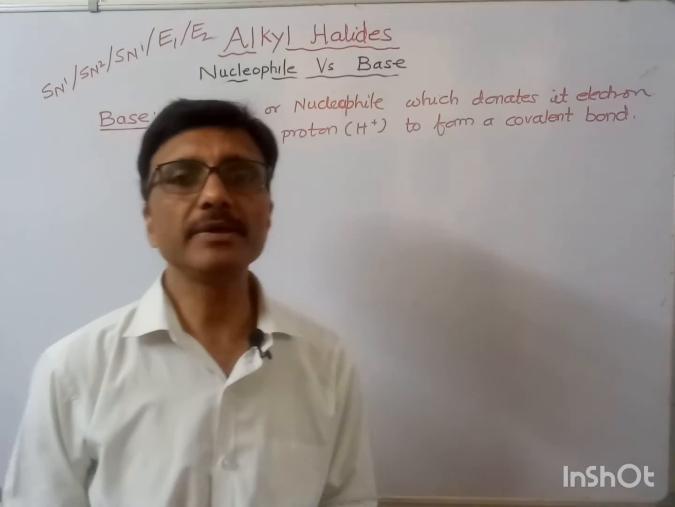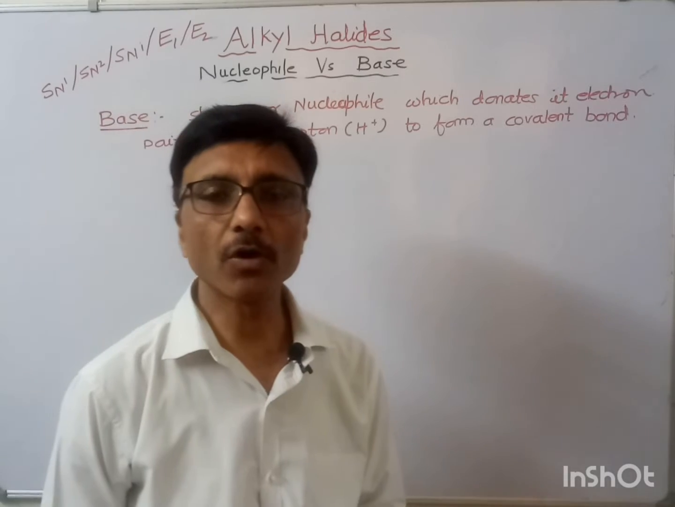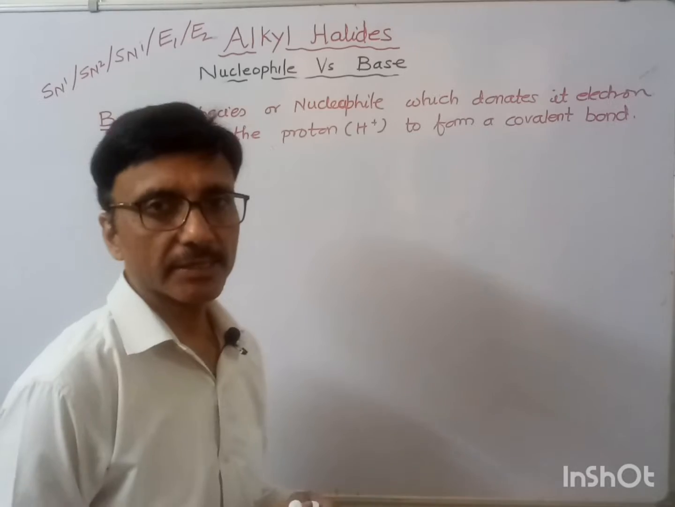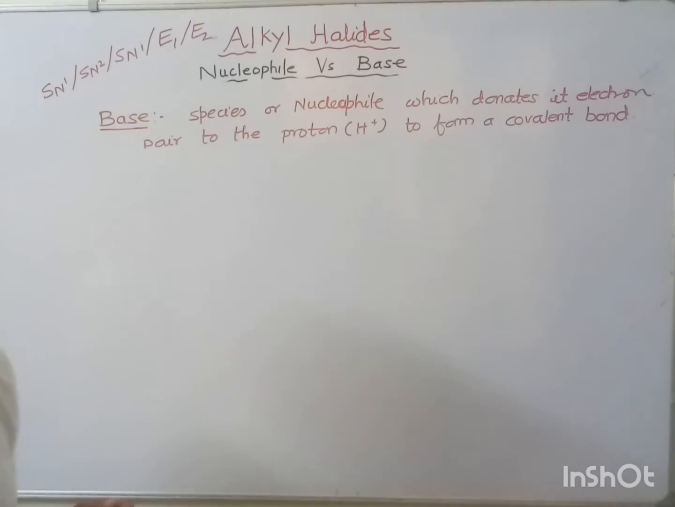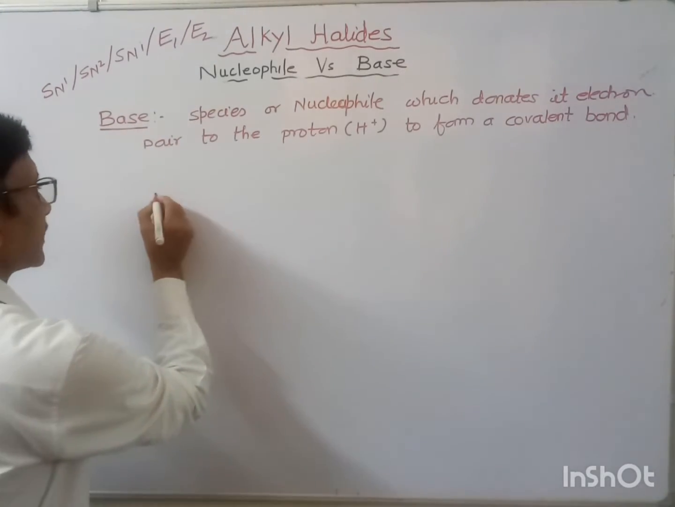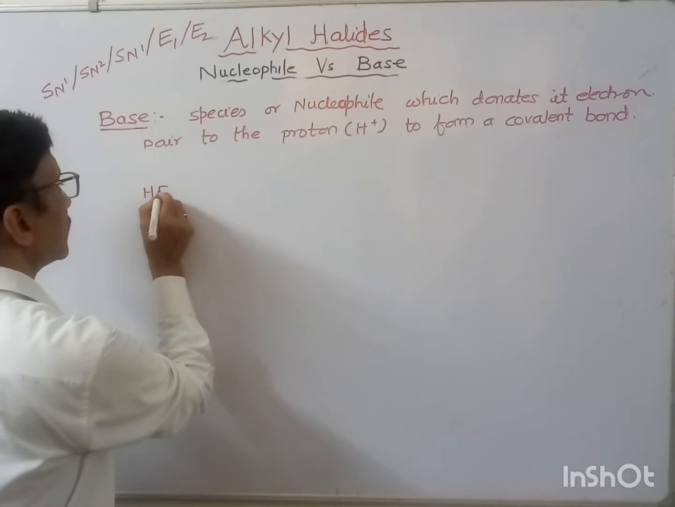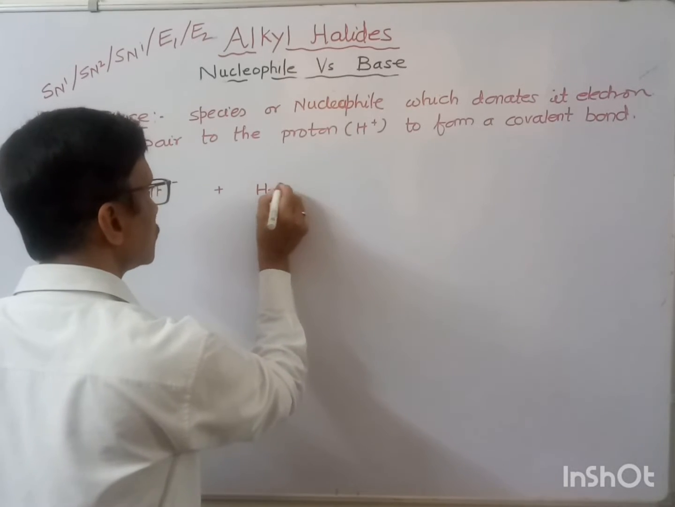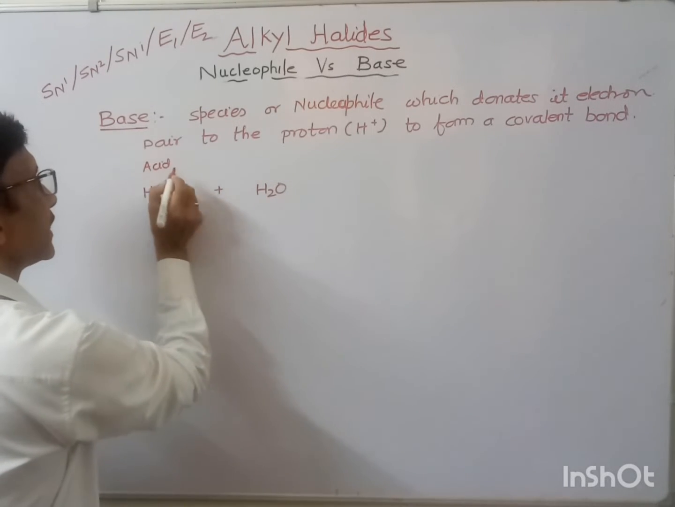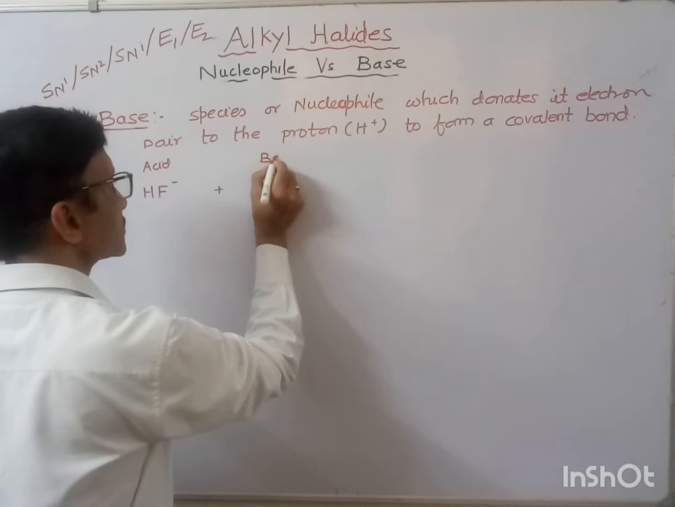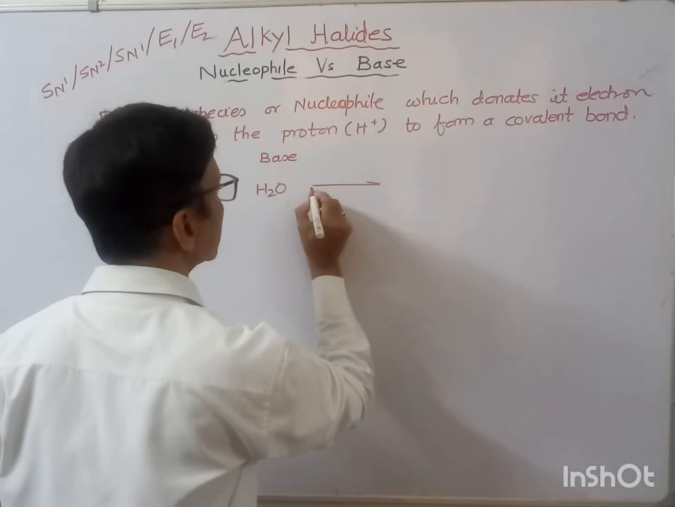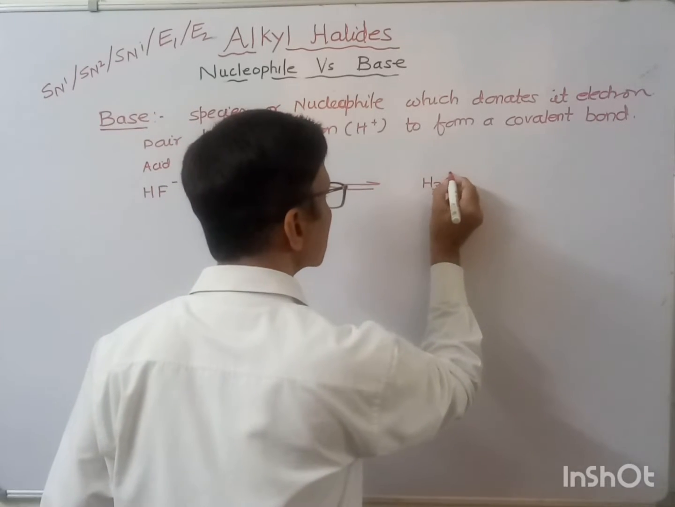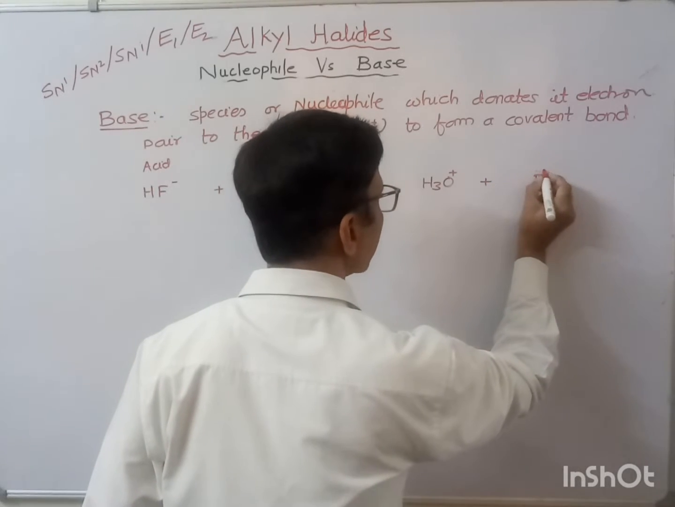So this base can be explained with the help of Bronsted acid-base concept. Now let me write some more acid-base reactions. Suppose we have hydrogen fluoride in the presence of H2O. Suppose this is the acid, I am writing the acid-base reactions, and this is an equilibrium reaction. So this forms H3O plus and fluoride ion.